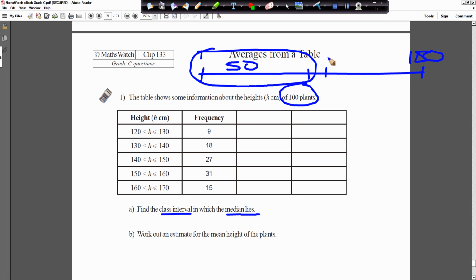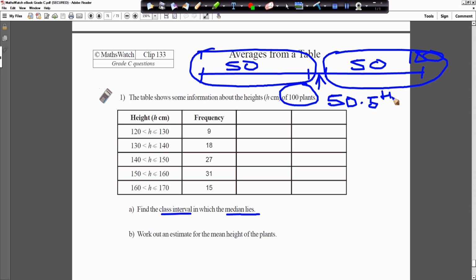50 values in the first group. How many values would you have in the second group? 50 values. Is there an actual middle value at the moment? No. There are 50 values on the left and 50 values on the right. So we're actually looking for the value between the 50th and the 51st value, technically the 50.5th value.